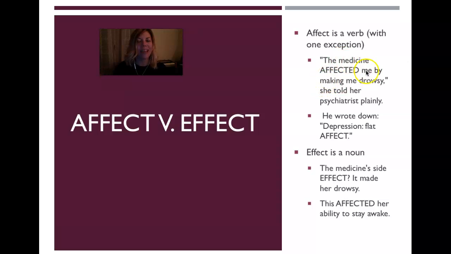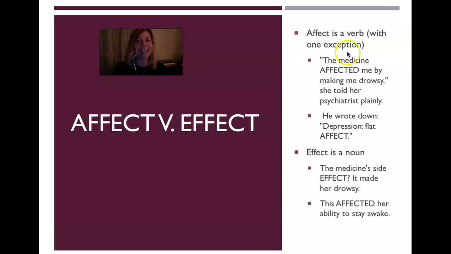The medicine affected me by making me drowsy, she told her psychiatrist plainly. So she says, I don't want to take this medicine, it affected me by making me drowsy. And I'm over enunciating the A on purpose, so you hear it, affected me. Okay? He wrote down depression, flat affect.